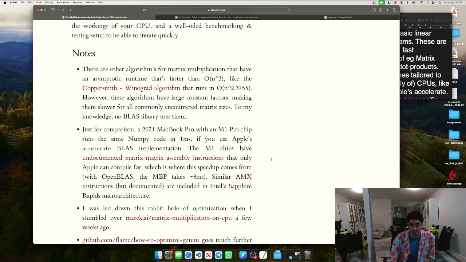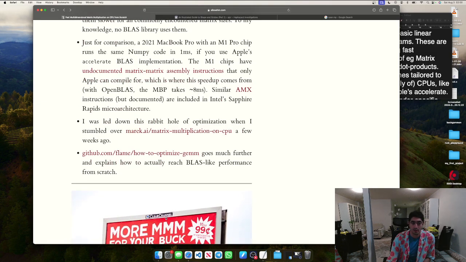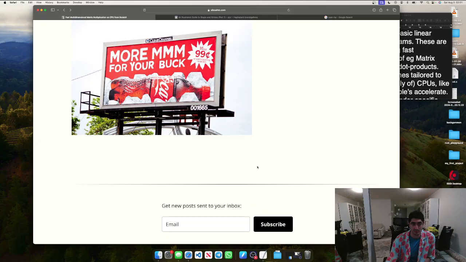I was led down this rabbit hole of optimization when I stumbled over Marek's matrix multiplication on CPU a few weeks ago. At github.com/flame, how to optimize GEMM, generalized matrix multiply, goes much farther and explains how to actually reach BLAS-like performance from scratch. Wow. This is just wow.